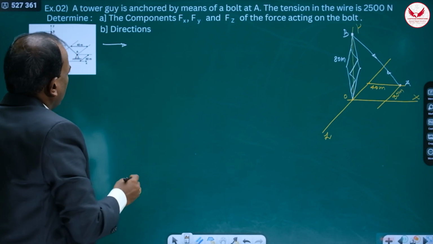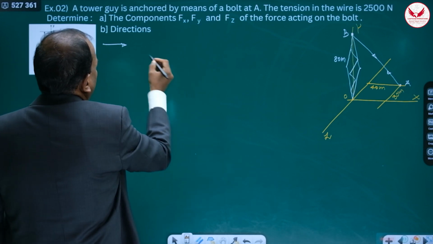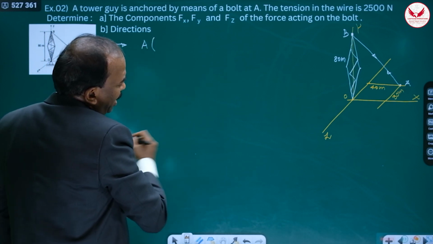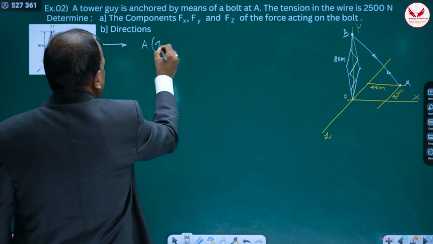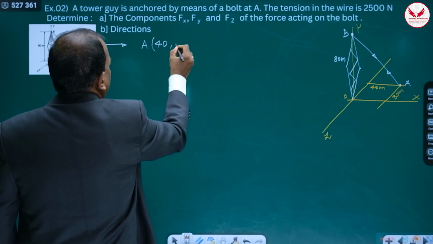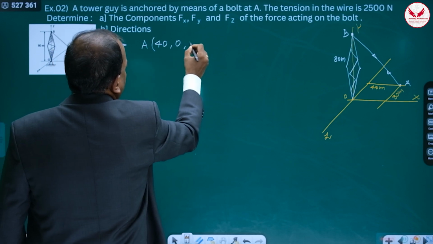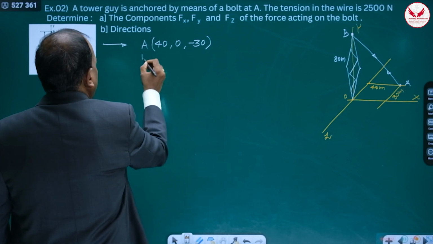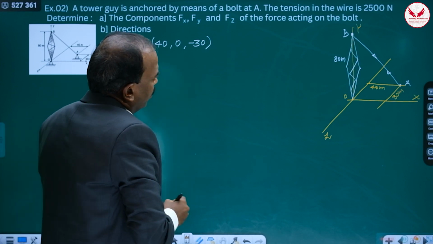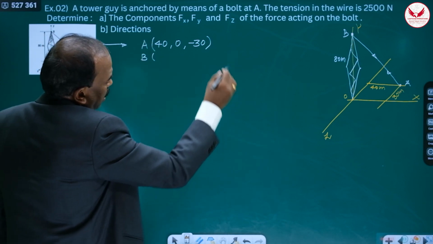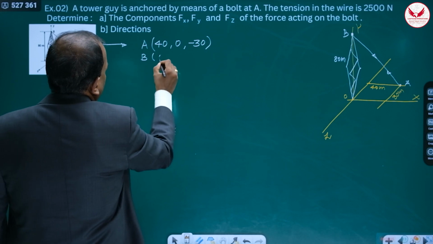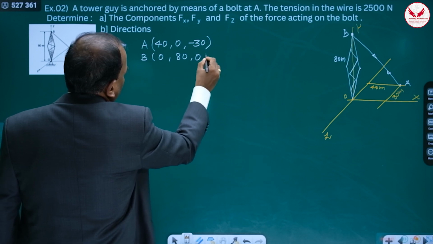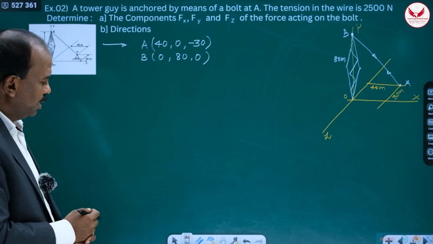First, as I told, always you have to write the coordinates. What are going to be the coordinates of A? The coordinates of A are going to be, in x direction, 40. In y direction, 0. And in z direction, minus 30. So on the negative side. Then what are the coordinates of B? The coordinates of B are going to be, it is on the y-axis, means 0, 80, and again 0. So these are the coordinates. Very first step, it is something like this.